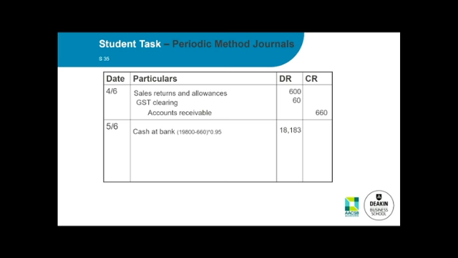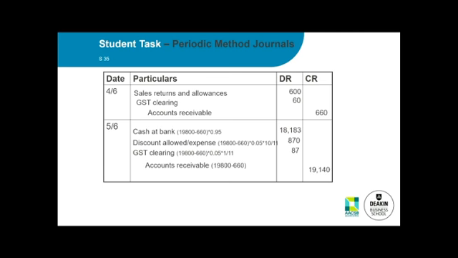So we have cash at bank. That's what we're receiving in cash. Discount that we calculated before, GST clearing that we calculated before, and they're settling the account in full, meaning that we are going to eliminate accounts receivable completely. Accounts receivable right now, 19,800 minus 660, 19,140, and that's exactly how much we eliminate by.